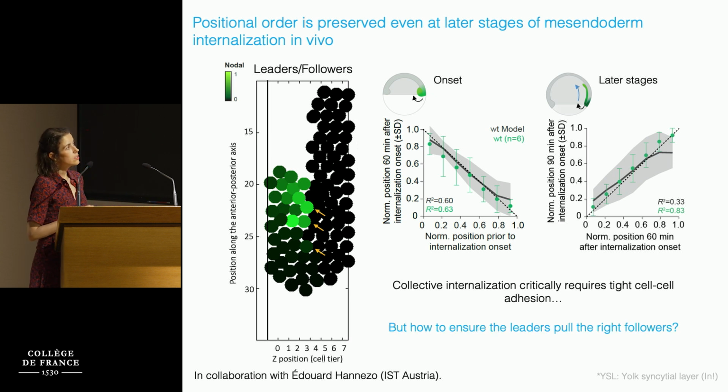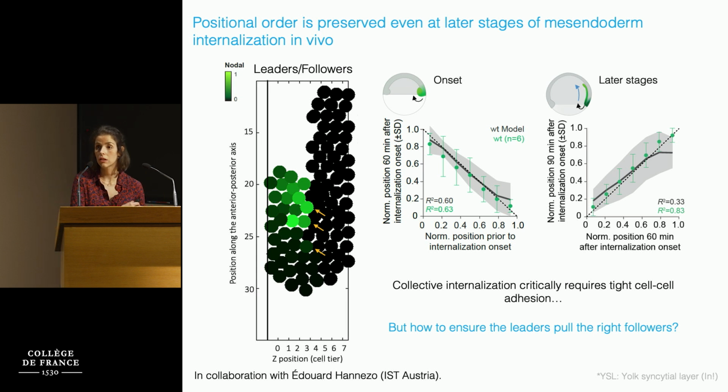And in retrospect, it's also a little bit obvious because on one hand, if you have a collective process, you need a very strong adhesion between your cells, right? Your leaders have to pull the followers. However, you really need to make sure that you pull the right followers. You don't want to pull cells over the forming tissue boundary because that's just going to mess up everything. But you really want to pull cells just behind you, like in a train. You really want to pull the carriage behind you. So how do you achieve that?